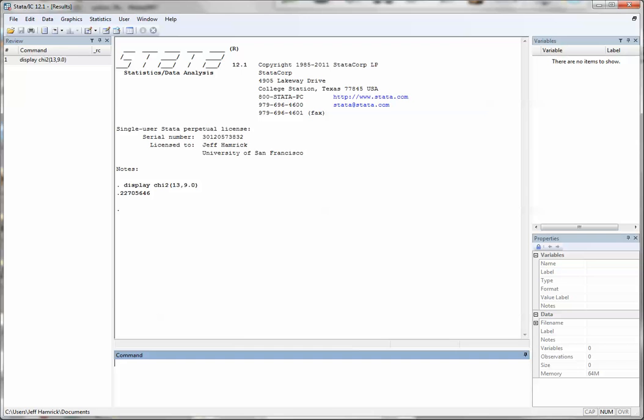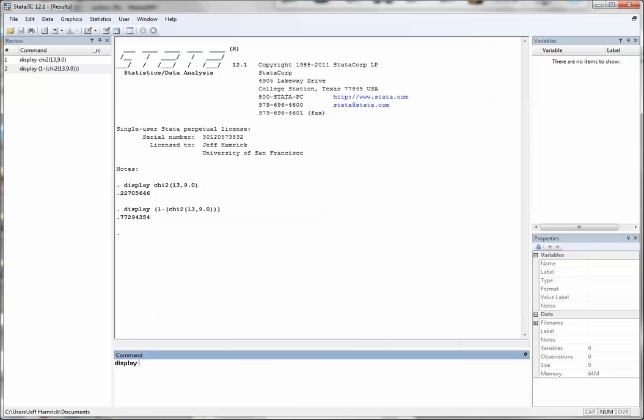There are actually two ways that I can proceed to compute the area to the right of the point 9 for a chi-squared distribution with 13 degrees of freedom. One thing I can do is take the complement of this computation. I can do 1 minus chi2 13 9, and this computation will be the complement of the first computation. That is to say, the sum of these two numbers adds up to 1.